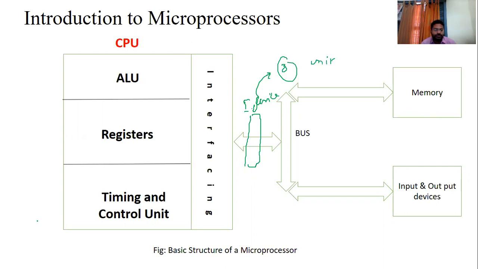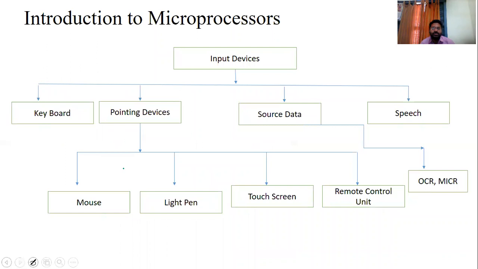Okay, going for the next slide. What are some different types of input devices? You can see input devices very quickly. You know that the keyboard is one of the input devices. Then pointing devices are mouses, light pens, laser pointers, touch screens. Some cell phones, laptops and systems have touch screens, and some have a remote control unit. These are the pointing devices, and all of these are input devices.